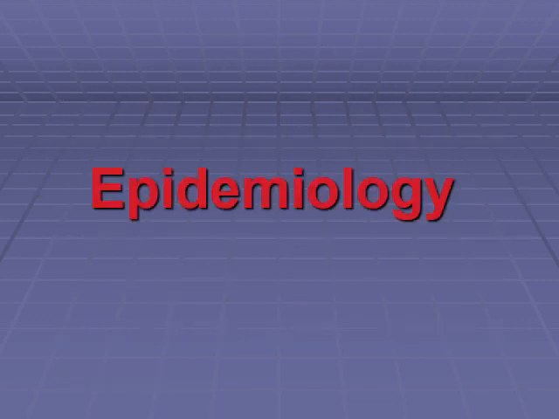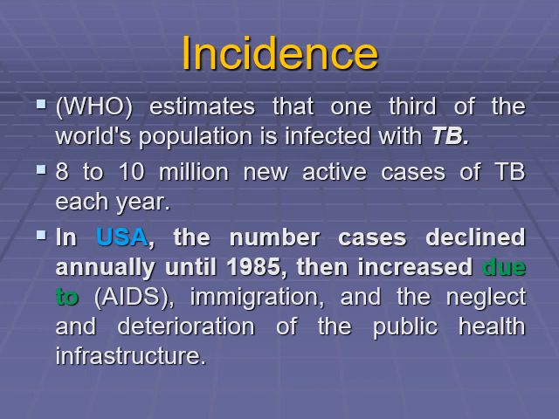So what about the epidemiology of this disease? We will talk about the incidence. The WHO estimates that one third of the world population is infected with TB, and this is a very huge number. Also, there are 8 to 10 million new active cases of TB each year. In the United States, the number of cases declined annually until 1985, but it started to increase again. Why? Due to the presence of AIDS, immigration, and the neglect and deterioration of the public health infrastructure in the United States.